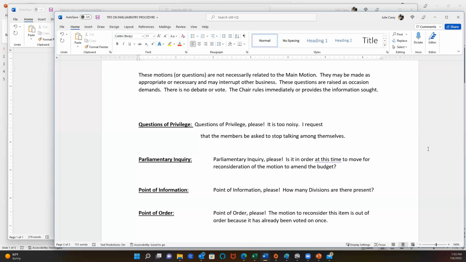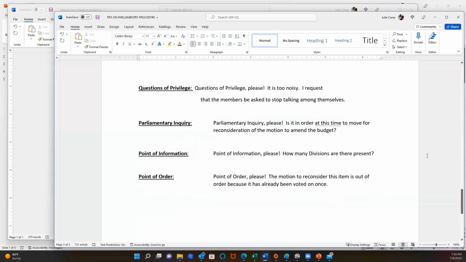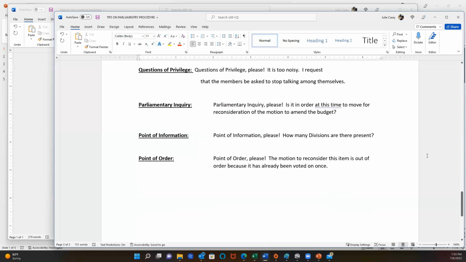And point of order, the motion to reconsider, point of order is if you think something has been done that is not correct, and the parliamentarian missed it. Again, those motions have precedence over other motions. If someone's making a motion on the floor, you can still call for a point of order and say what you think is wrong.